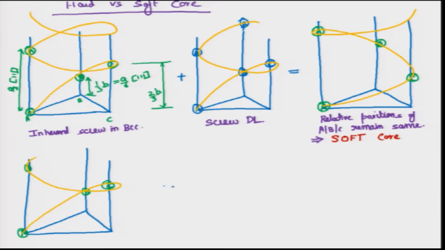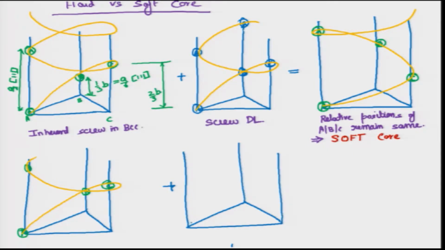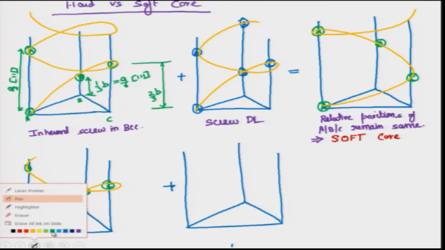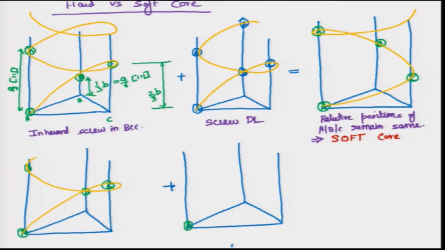Now, here we are adding, but this time instead of changing the inherent screw in the BCC, we will change the screw dislocation. So, earlier the screw dislocation that we added was clockwise. Now, what we will do is we will add an anti-clockwise screw dislocation. So, let A be at the same place, because we are talking about relative position, it will not make a difference.